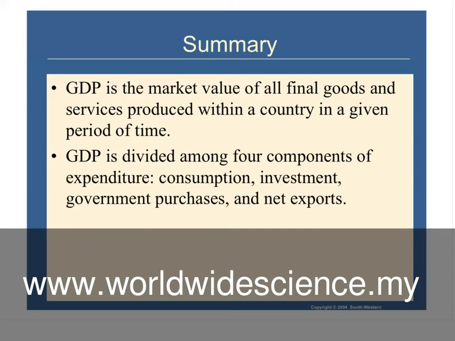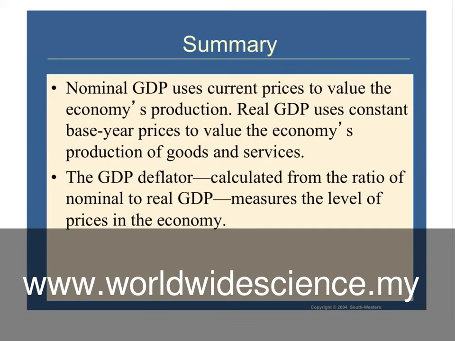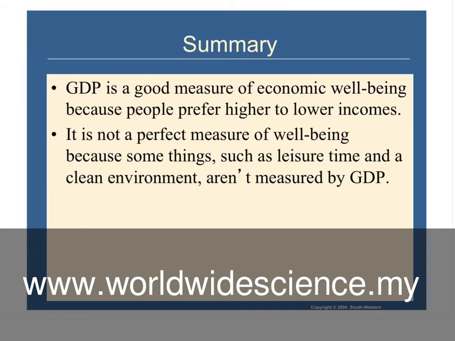Nominal GDP uses current prices to value the economy's production. Real GDP uses constant or base year prices to value the economy's production of goods and services. The GDP deflator, as we discussed, is calculated from the ratio of nominal to real GDP, and measures the level of prices in the economy. GDP is a good measure of economic well-being because people prefer higher to lower incomes. It is not a perfect measure of well-being because some things, such as leisure time and a clean environment, aren't measured in GDP.